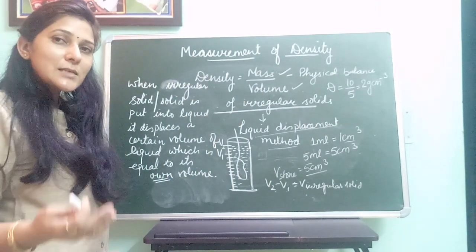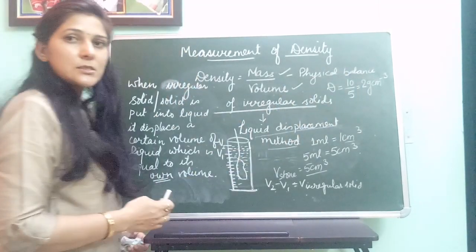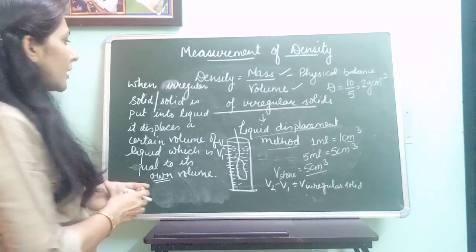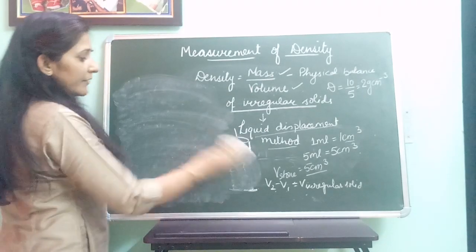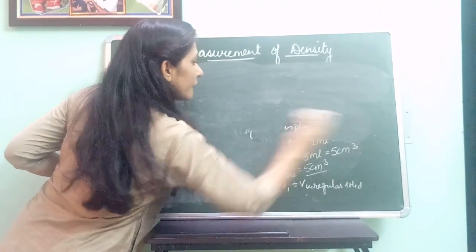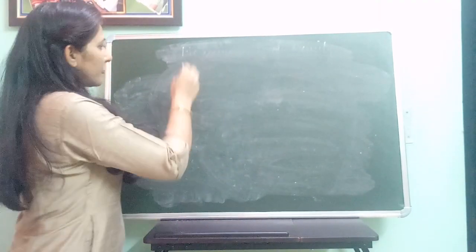If somebody asks us to write it in SI unit, then we can convert the CGS unit into SI unit by using the relation. Now the next thing we need to learn: we have learned this in the case of solids. But what if somebody gives you a liquid and asks you to find the density of that liquid? Then what can we do? It's also not very difficult, beta.